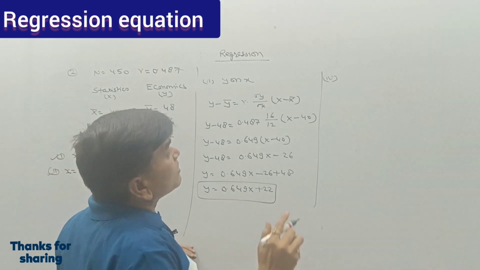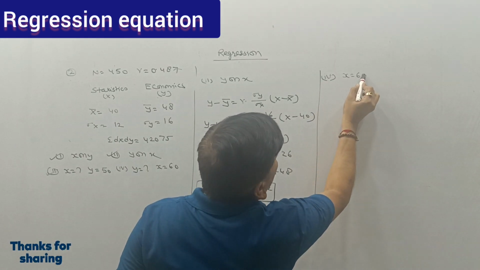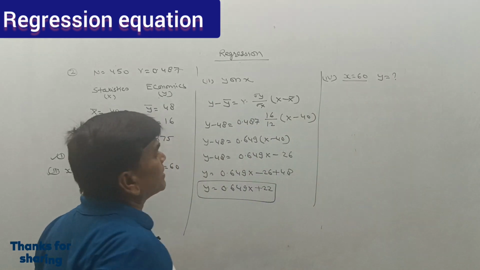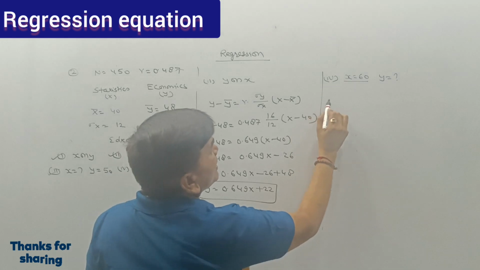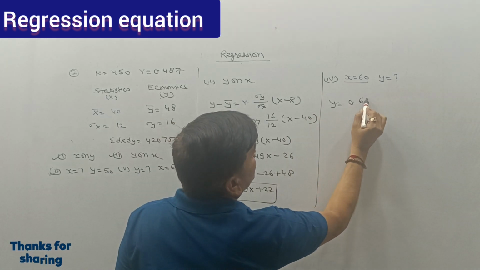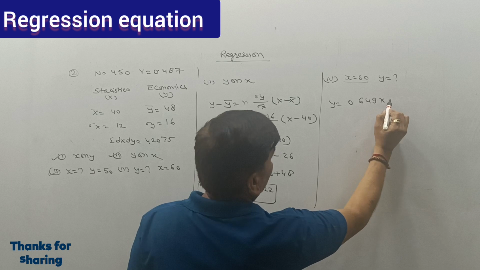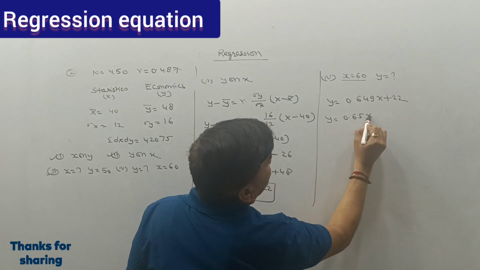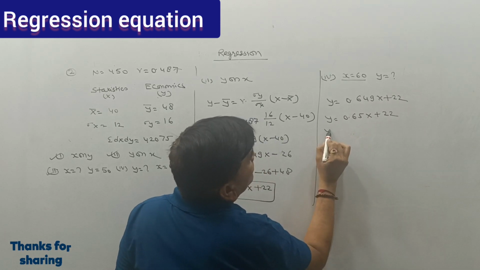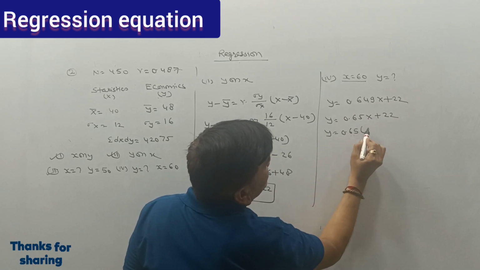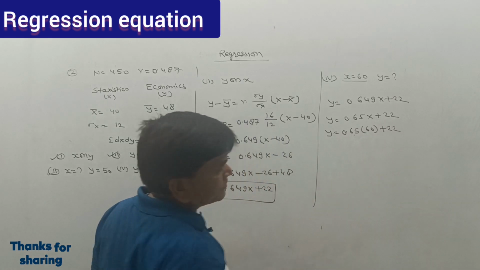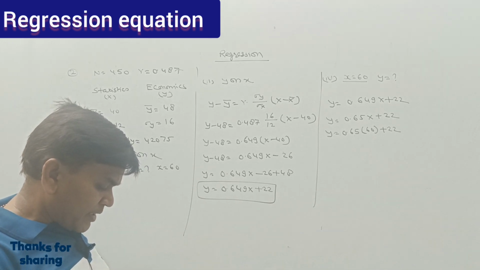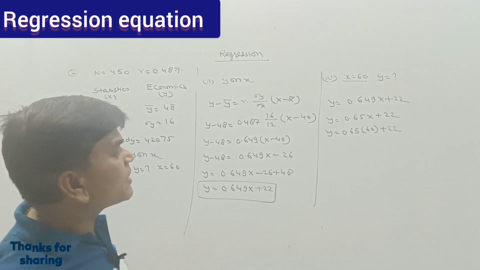Now question number four. If the x value given is 60, it means the student who scores 60 in statistics, how much will he score in economics? So y is equal to 0.649 x plus 22, or we can write y equals 0.65 x plus 22. So y is equal to 0.65, the value of x is given 60, plus 22. So 0.65 we multiply with 60, adding 22. So 61 will be the marks.